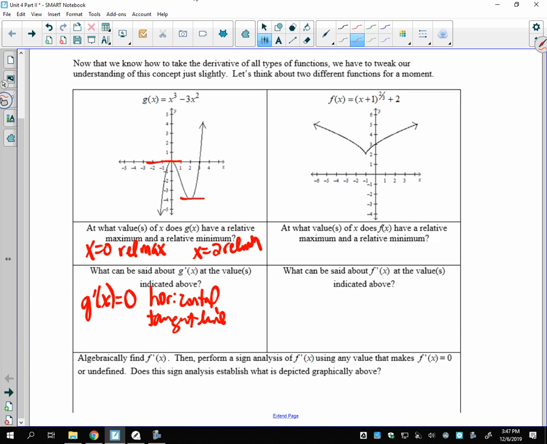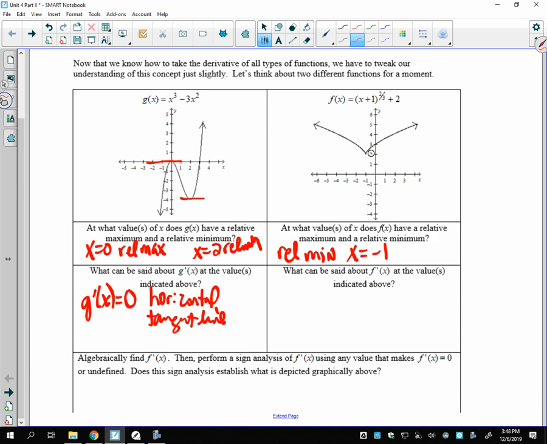And then at the bottom here it says, oh, that's f prime of x. Okay, so then compare that to this one. At what values of x does f of x have a relative max and a relative min? Well, on this one it doesn't have a relative max, but at this point right here, looking at the graph, you can definitely see that that's a relative min at x equals -1.